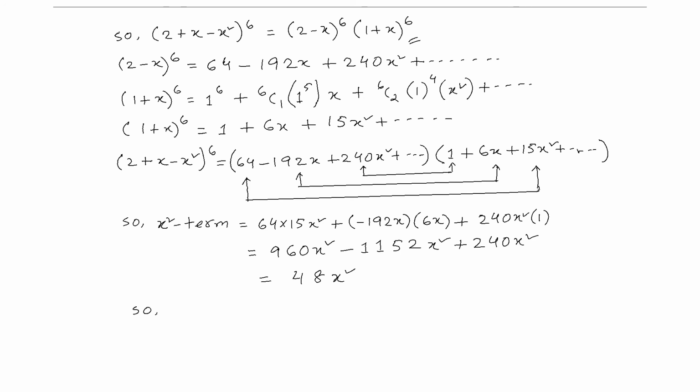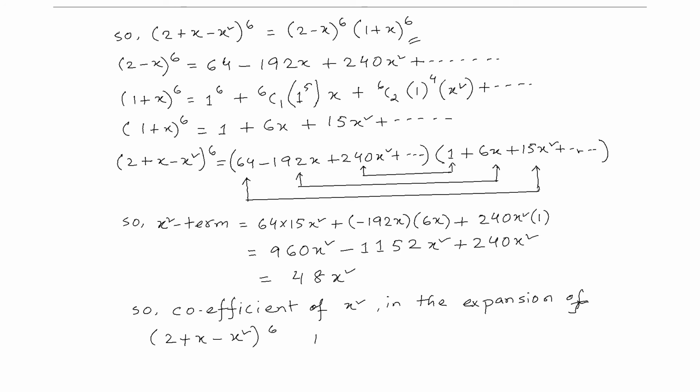So finally we can write the coefficient of the x squared term in the expansion of (2 + x − x²)^6 is 48. So we have solved our problem. Now let's move on to the next math.